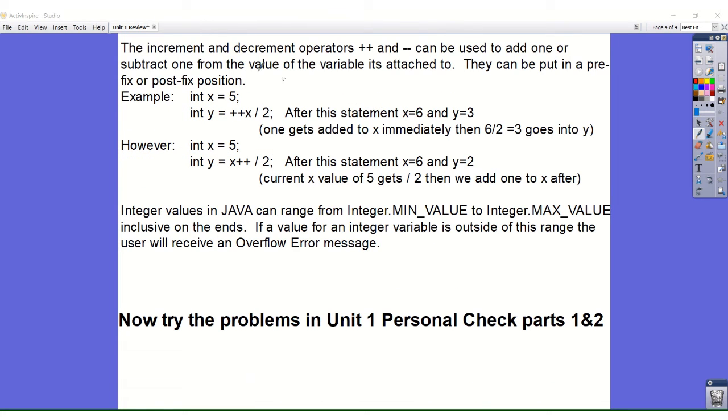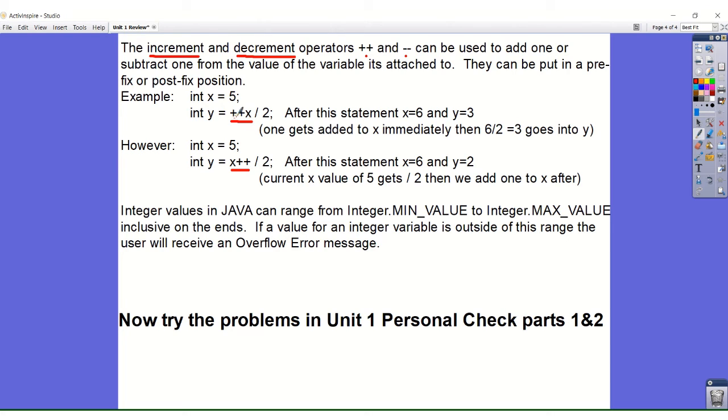The next thing I want to review with you are what are called the increment and decrement operators. Those are the plus plus and the minus minus symbols. That's adding 1 and subtracting 1 to the current value of your variable. And this can be put in what's called a prefix or a postfix position. Now it turns out in the AP curriculum that they do not actually test you on the difference between putting the plus plus in front and putting the plus plus behind. But I thought I would review it anyways since I'm trying to be as complete as possible.